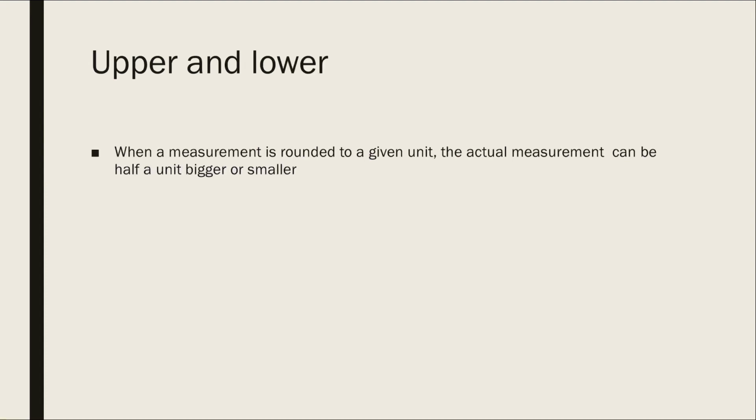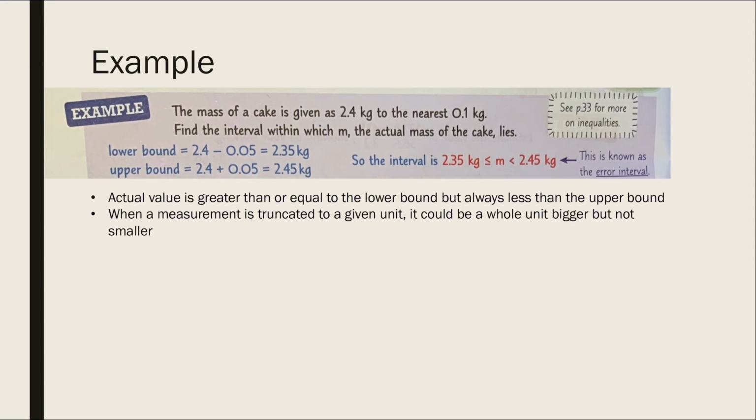First, we're going to be talking about upper and lower bounds. So, the main thing that you need to take from this is that when a measurement is rounded to a given unit, the actual measurement can be anything up to half a unit bigger or smaller. So here's an example that we could take.